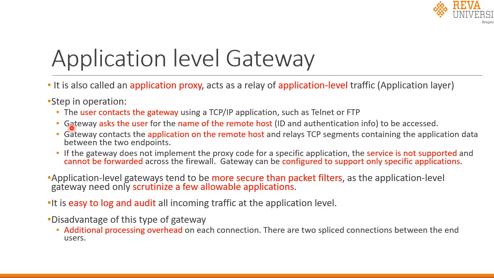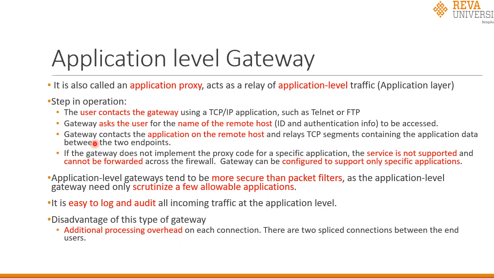Once the user contacts the gateway, it asks the user for the name of the remote host to which he wants to connect. That is the ID and authentication information of the remote host. Once the gateway gets this information, it contacts the application on the remote host and relays the TCP segments containing the application data between the two endpoints.